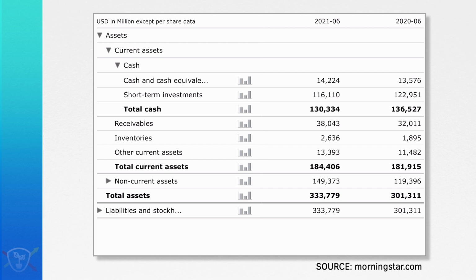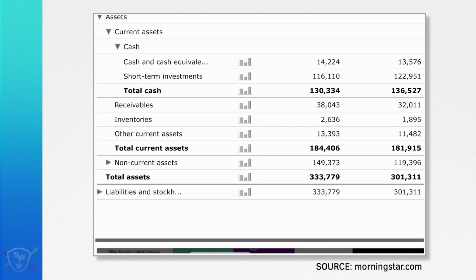Basically, receivables are sales that you have already made but you have not collected payment for. Inventories are like the items that you have in your warehouse but have not been sold yet. In this case, Microsoft sells software products, so these are the software products that they've already made but they have not yet sold. Current assets are things of value that you can convert into cash on a short-term basis.